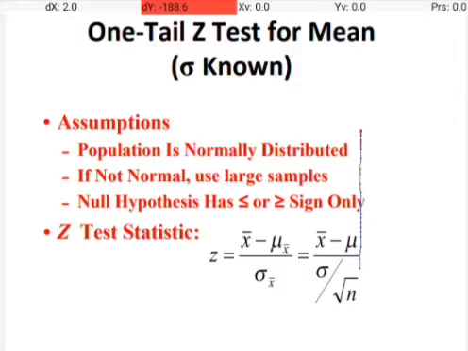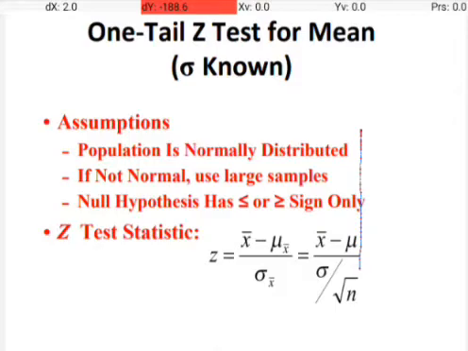Another assumption is that the null hypothesis has less than or equal to, or greater than or equal to sign only. So I hope you are taking note. The null hypothesis in a one-tail test has less than or equal to, or greater than or equal to sign only.